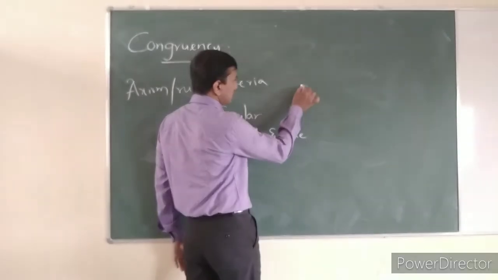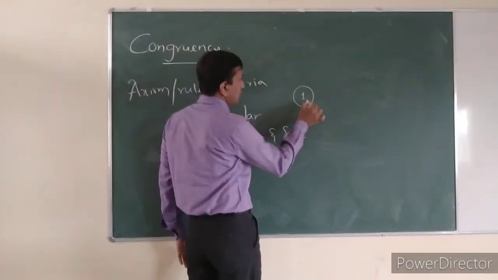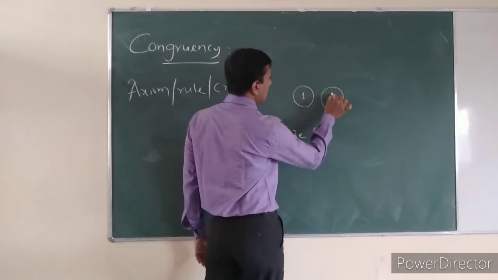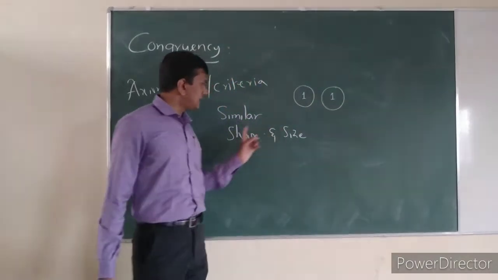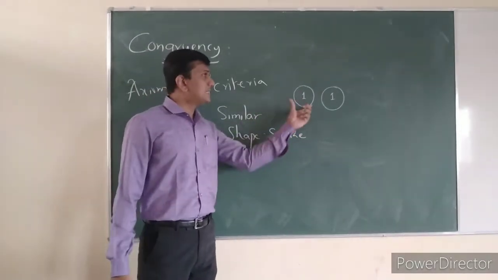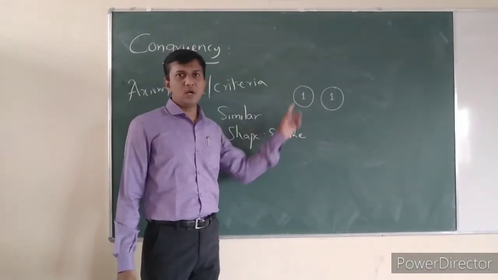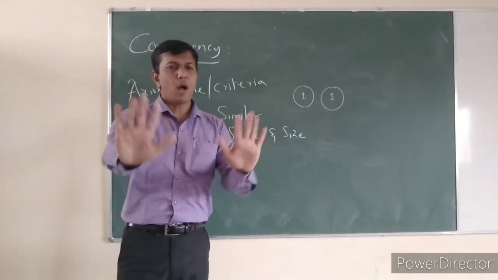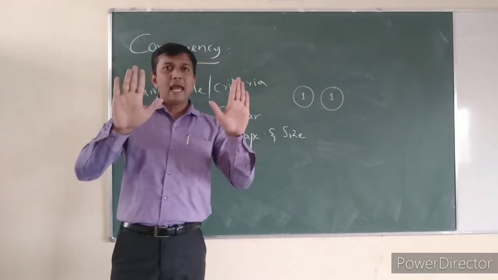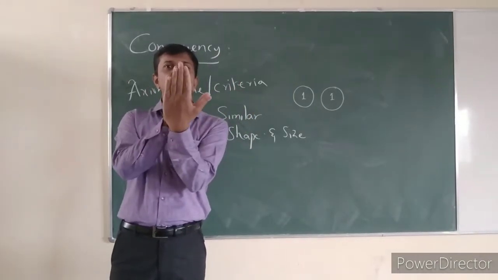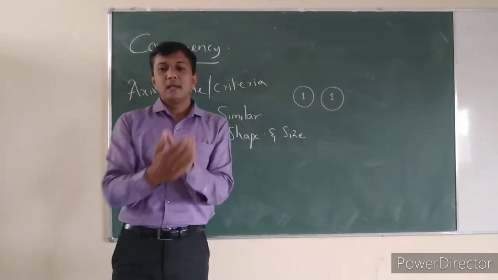Take a 1 rupee coin. One more 1 rupee coin will be there, which has the same shape. What is the shape here? Circular shape, and the size is also the same. You can take one more example: your palms. When you overlap your palms one over another, they have the same shape and size.